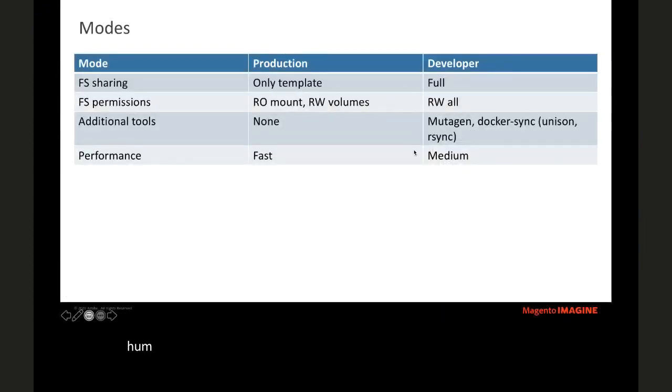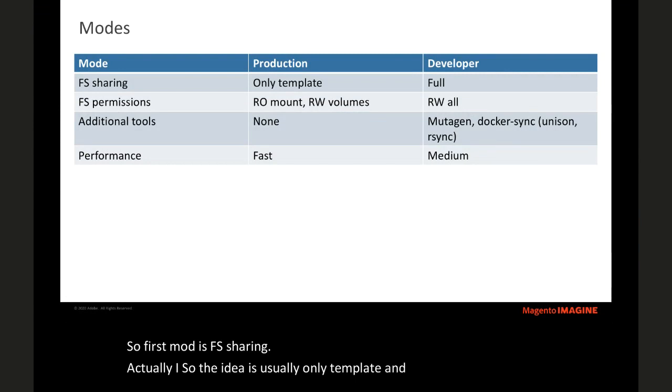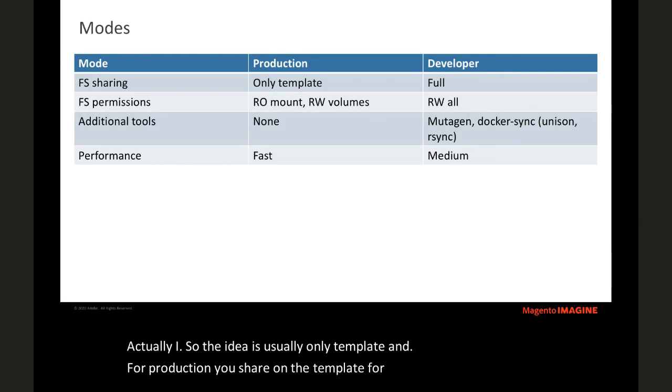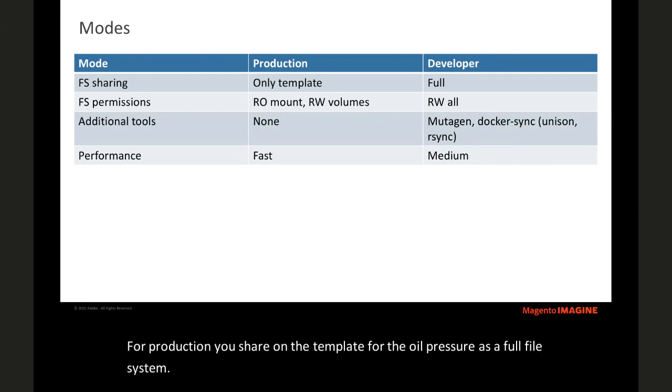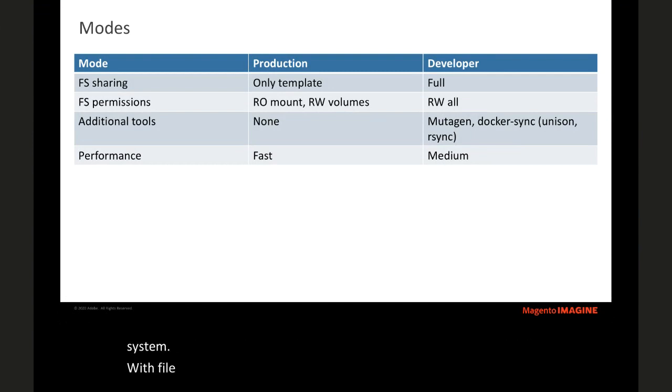So there are a few modes available. First mode is FS sharing. The idea is for production you share only the template. For developer you share the full file system. With file system permissions you have read-only and read-write for volumes, and for the developer you'll have read-write for everything.